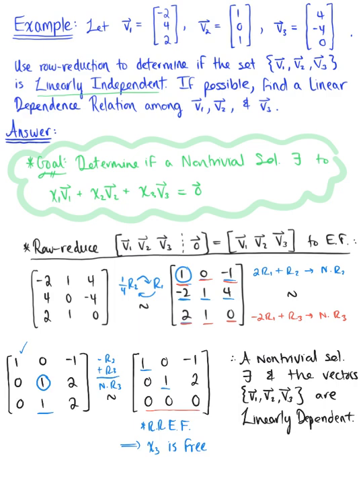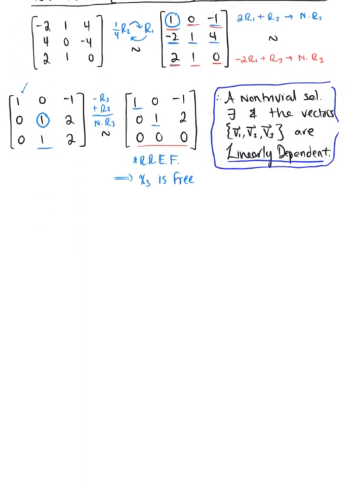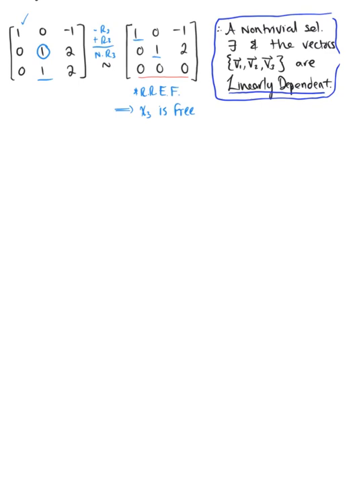So there we go. That's the first part of our solution. Again, because x sub 3 is a free variable, a non-trivial solution exists to our vector equation, and the set of vectors is linearly dependent. So since these vectors are linearly dependent, we can now go ahead and find a linear dependence relation amongst the vectors. So part 2 is to find a linear dependence relation amongst the vectors v sub 1, v sub 2, v sub 3.